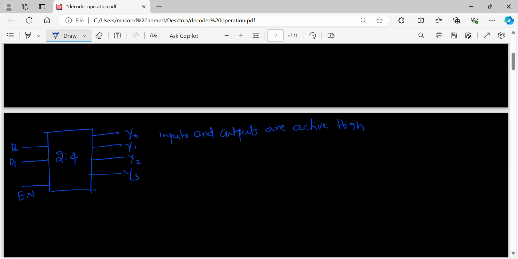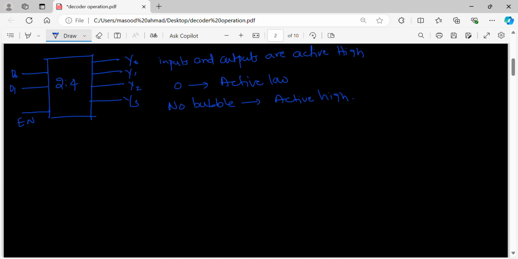Okay. If there is a bubble, then active low. We call it no bubble. We call it active high. There is no bubble in this circuit. So active high inputs, active high outputs.